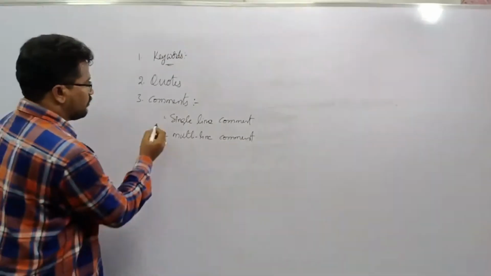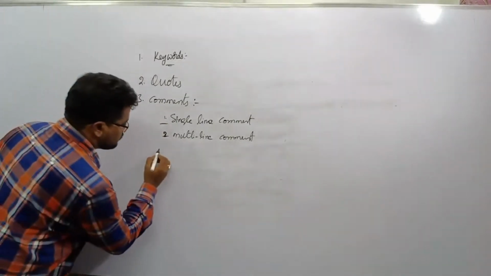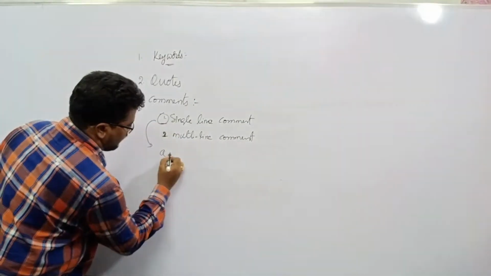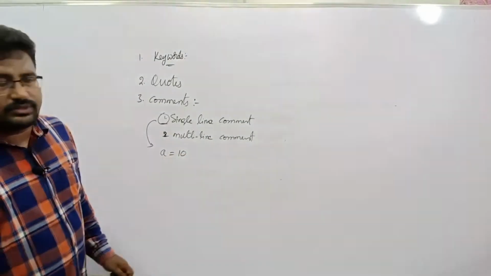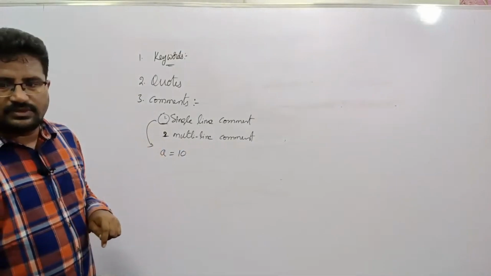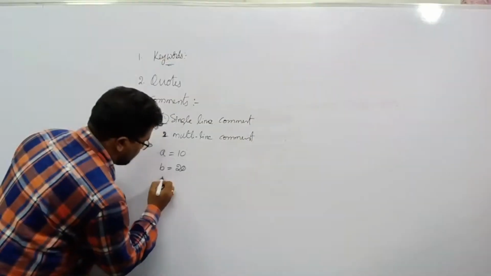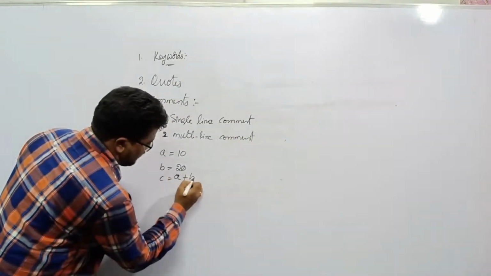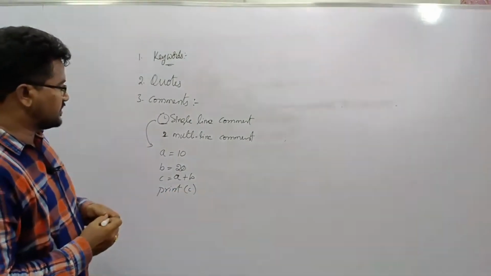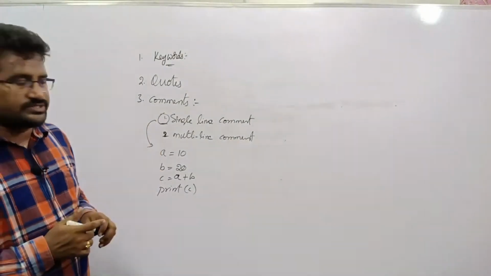Let's talk first about the single line comment. Suppose I'm making a base program. I'm taking a equal to 10. 10 is assigned to variable a. Next, b equal to 20. c equal to a plus b. Then print of c. This is just a base program where we have 4 lines.